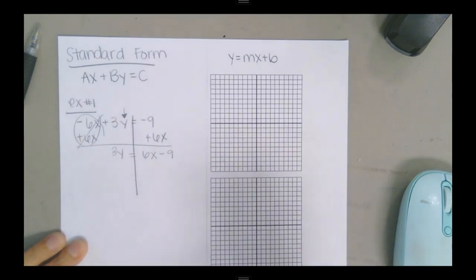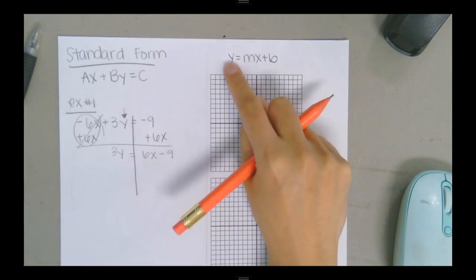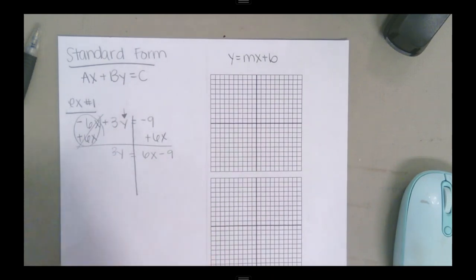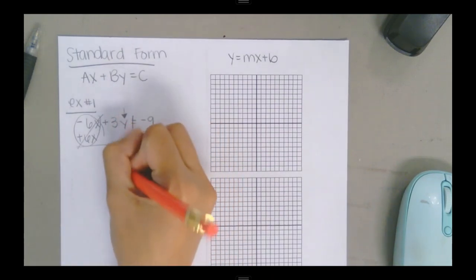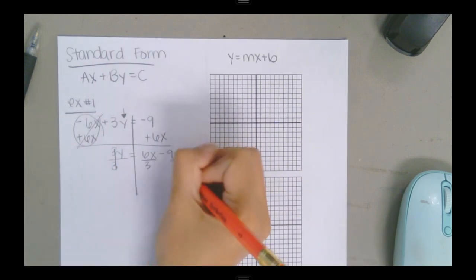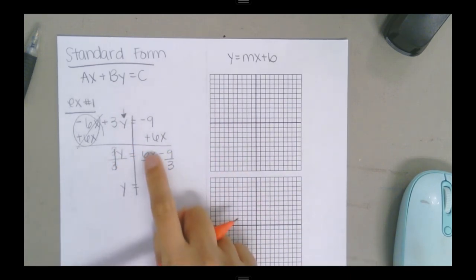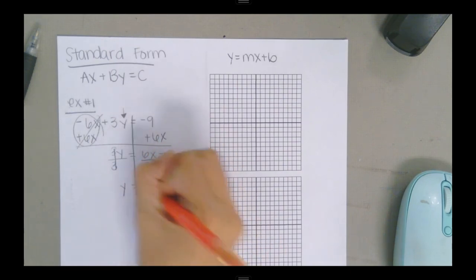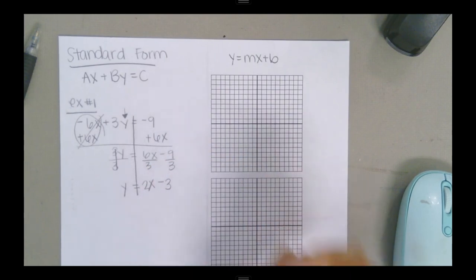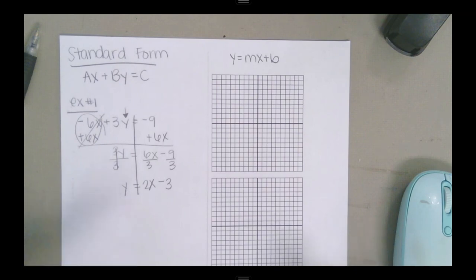Now, it almost looks like slope-intercept form, except notice there's no number touching the y in our slope-intercept form. So the 3 and the y are multiplying, so I'm going to do the opposite. I'm going to divide by 3. And when I divide on this side, everything is going to be divided by 3. So I'm left with y equals 6 divided by 3 is 2, and I bring my x down, and then negative 9 divided by 3 is a negative 3. So we took our standard form and we turned it into slope-intercept form.